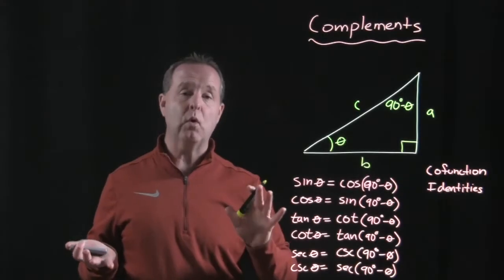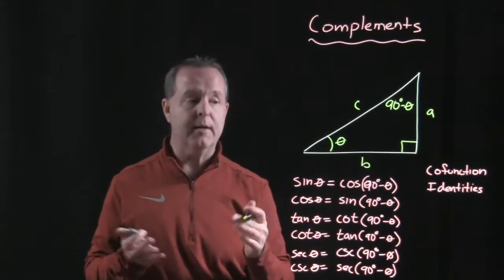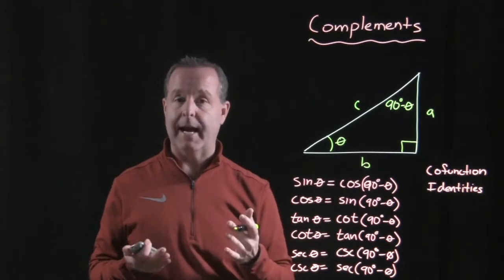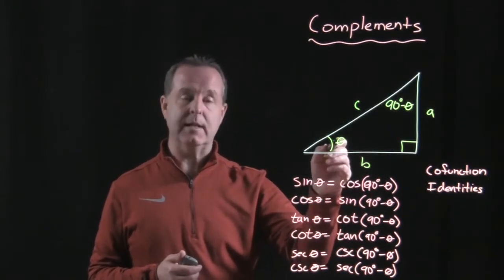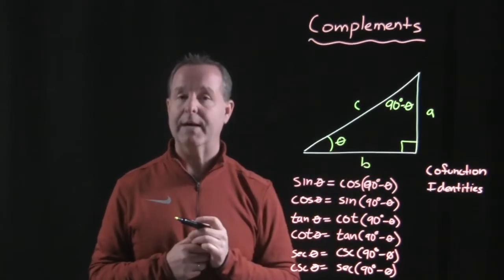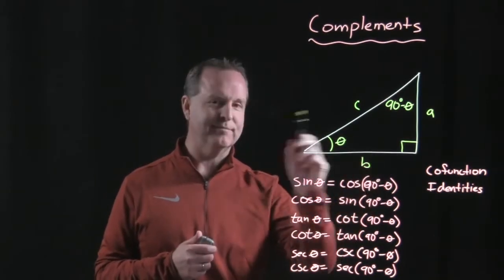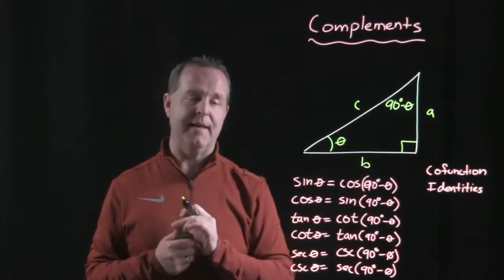Let's introduce some more identities to you. These are based off the idea of complements. A complement is two angles that add up to 90 degrees. So imagine I have a triangle, and one angle is labeled as theta. What would you expect the other angle in that right triangle to be? Not the 90 degree one, not the other angle. Well, that would be 90 degrees minus that theta.